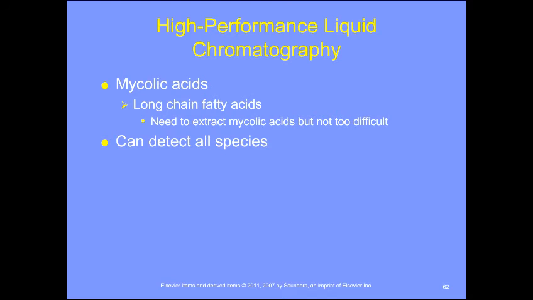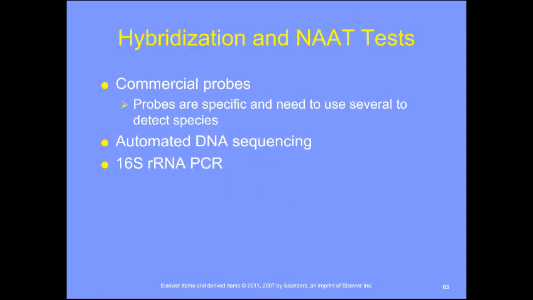So you can do your HPLC, yung high performance liquid chromatography, but medyo madugo na ito. Marami naman pwedeng ibang mas madaling gawin. However, ginagawa ko minsan, HPLC of the mycolic acid. This is a long chain fatty acid. Need to extract mycolic acids, but not too difficult. This one can detect all species. Hybridization and test commercial probes. Probes are specific and need to use several to detect species. You may do automated DNA sequencing, 16S rRNA PCR.